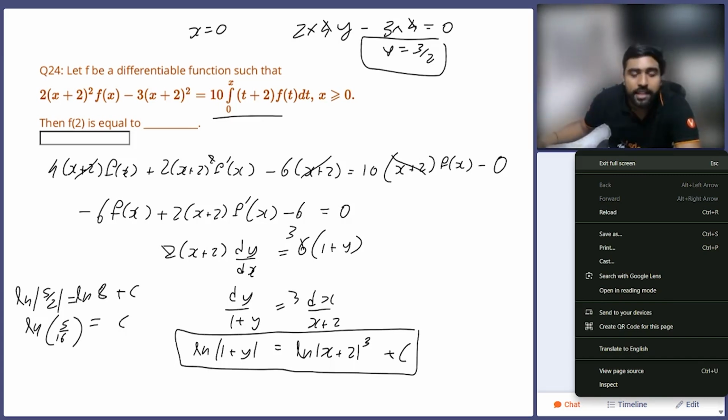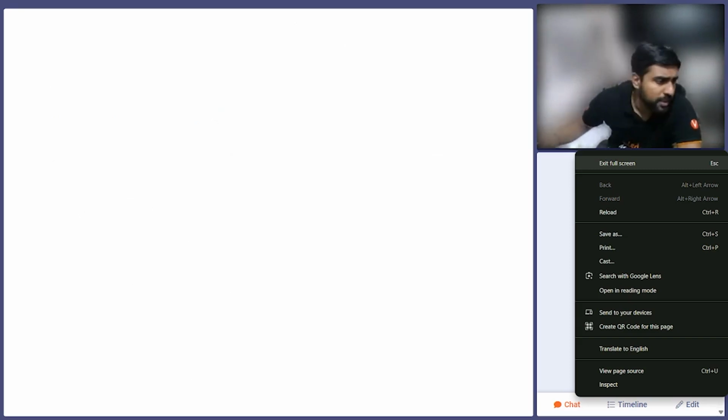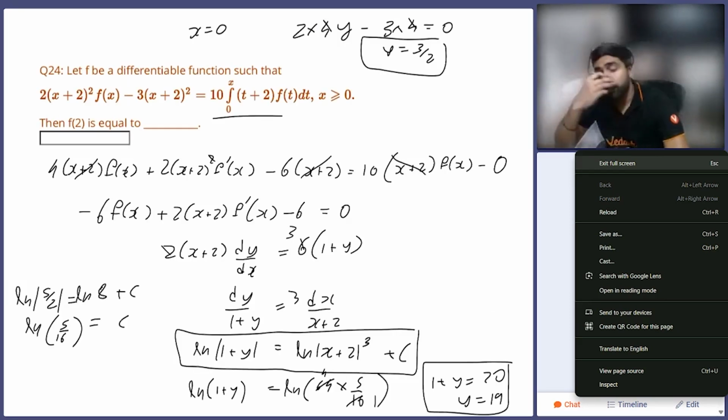Now you need to find the value of y at x is equal to 2. So you'll get ln 1 plus y is equal to ln of 4 cube, that's 64, minus plus 5 by 6, that's multiplied by 5 by 16. So this cancels out 1 and 4 over here. This gives you 1 plus y equals to 20 and y equals to 19. I believe should be the answer for this question. Yeah. Y will be equal to 19.